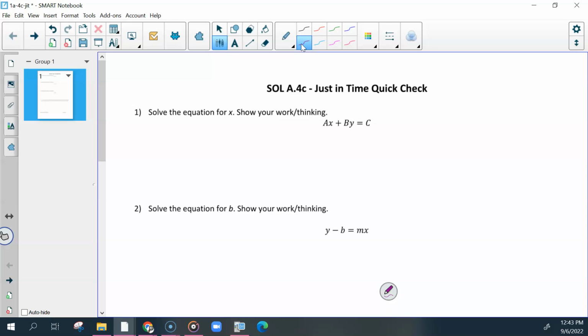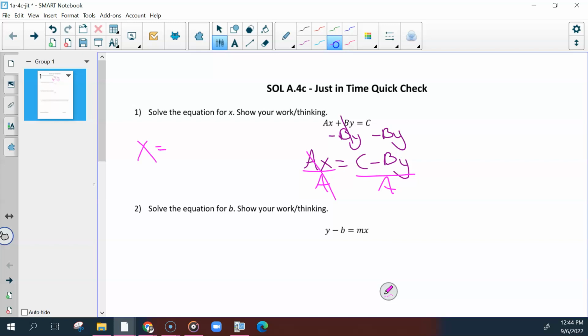No, I'm good. Okay, so the way I did it was I subtracted by on both sides. And then you get ax equals c minus by. And then I just divided by a on both sides. And then I get x equals c minus by divided by a. That is the correct answer.